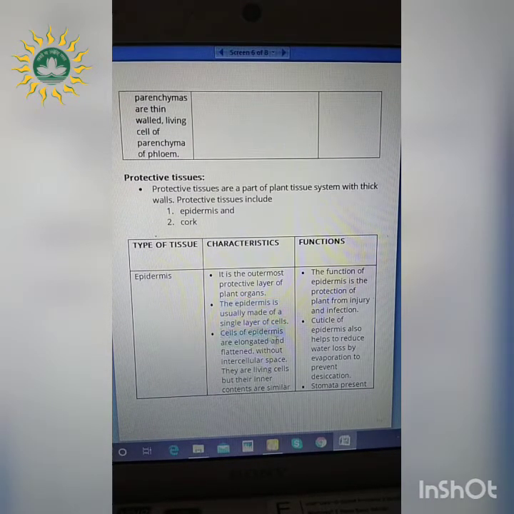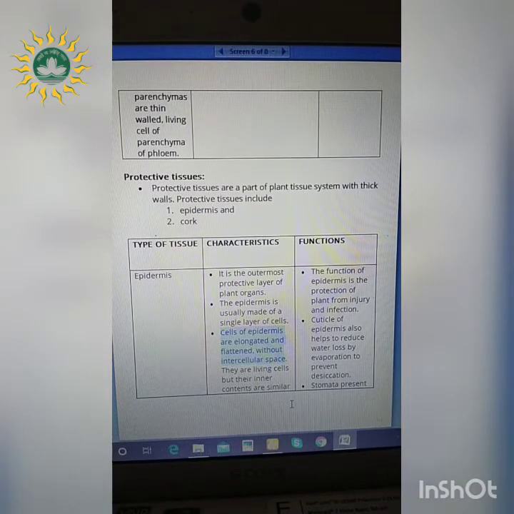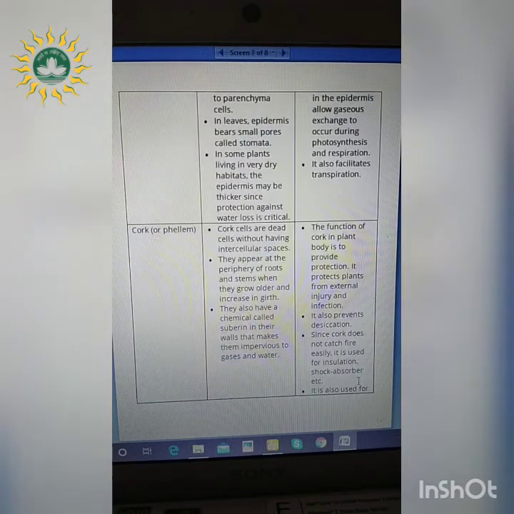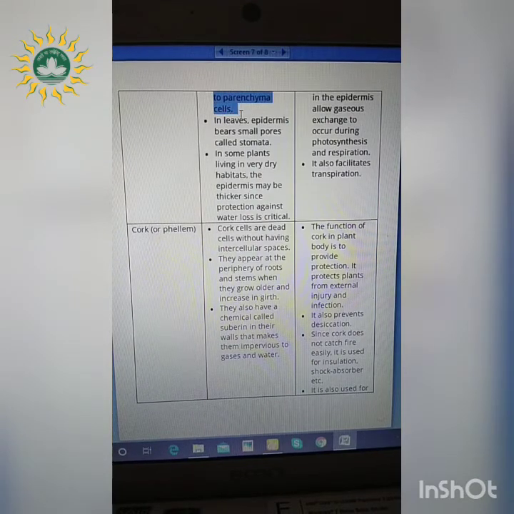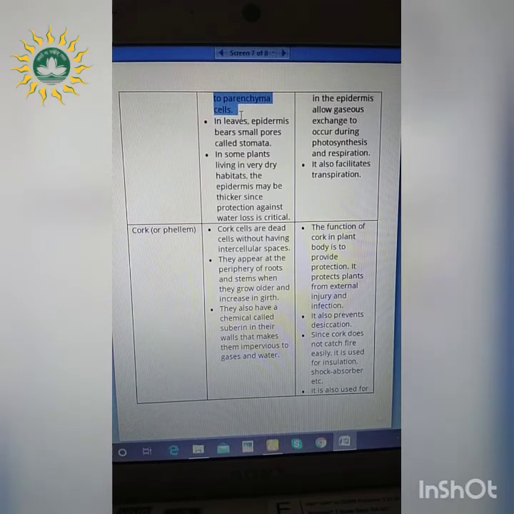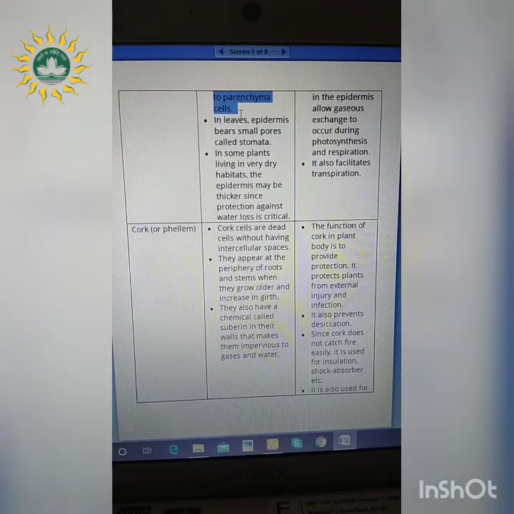Thirdly, the cells of epidermis are elongated and flattened without intercellular space. Normally, we see that parenchymatous cells have intercellular spaces. But in case of epidermis cells, they are lying side by side, flattened and elongated, without an intercellular space. They are living cells, and even though the intercellular spaces are not present, the inner contents are very much similar to those of the parenchymatous cells.